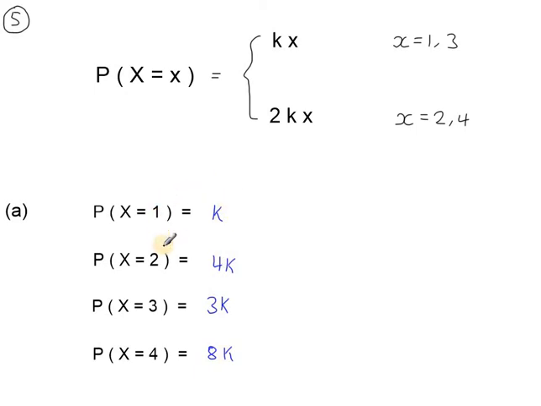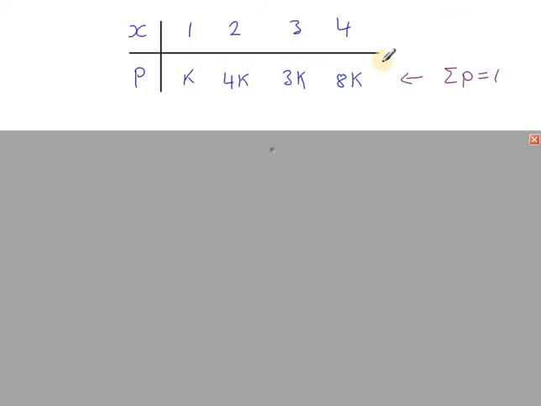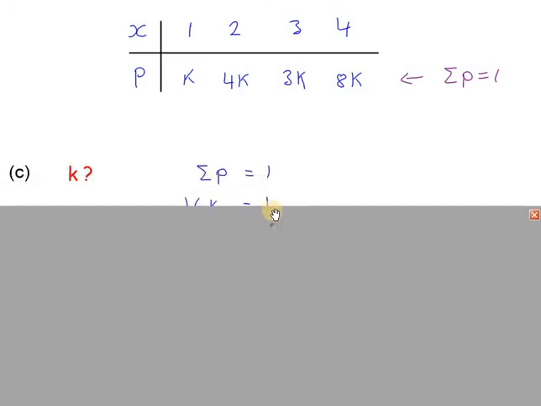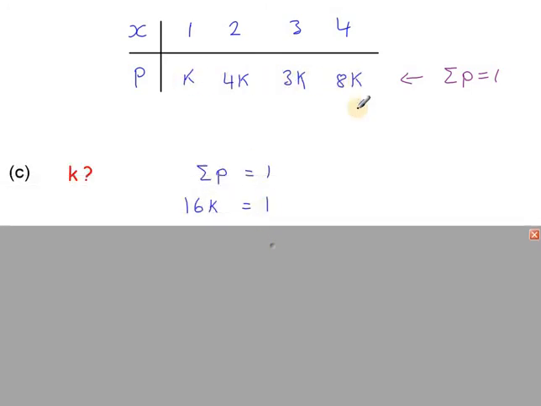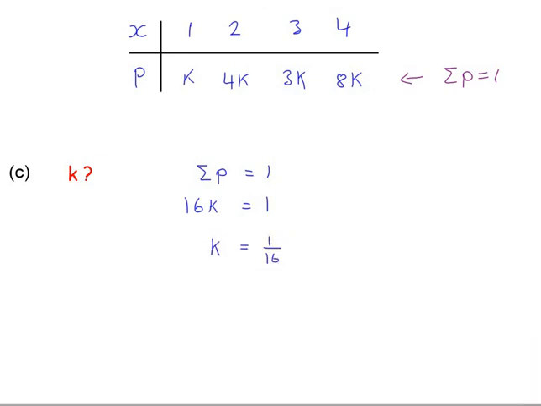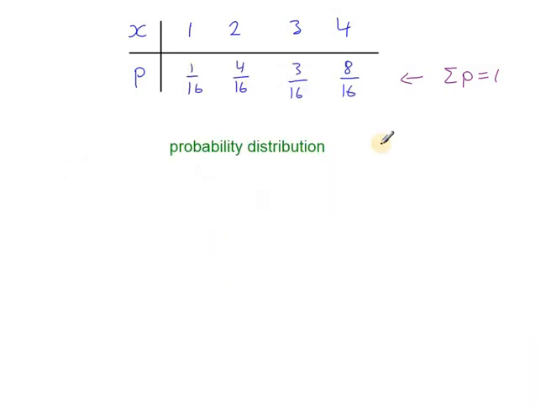We can put the x values and the probabilities into a probability distribution table like this, and we know that the probabilities here will add up to 1. So if we add up all of these k terms here, we've got 16 lots of k equals 1, so k is equal to 1/16. So this is the probability distribution for the discrete random variable x, and you can verify that these probabilities all add up to 1.